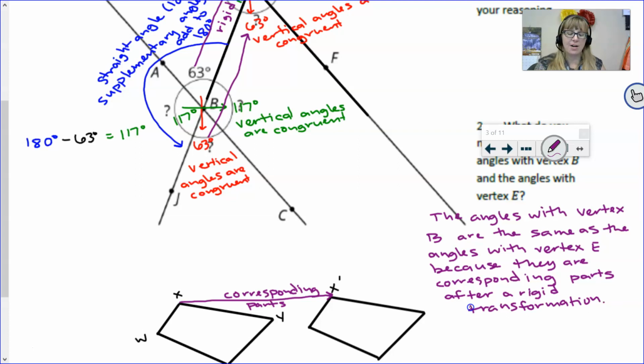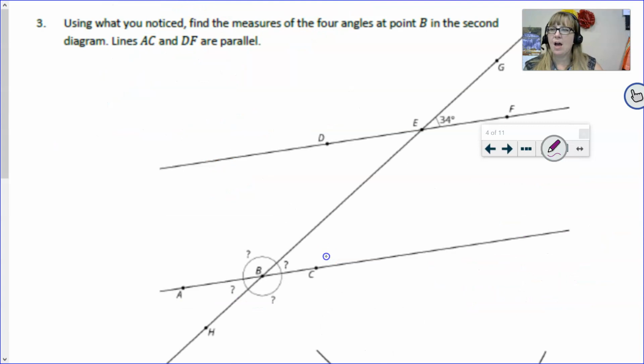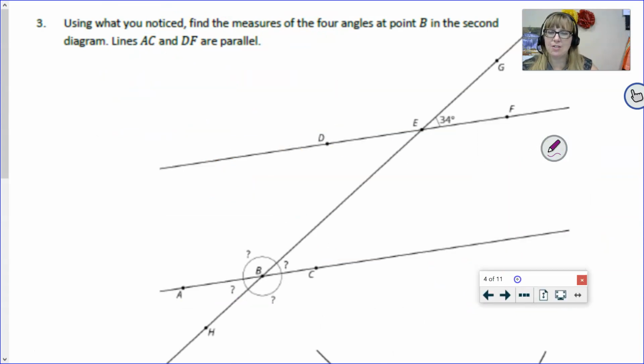All right, I think you're ready for the next one. Using what we've practiced here, I want you to answer the questions in number 3. Using what we noticed, find the measures of the 4 angles at point B in this new second diagram. And again, it reminds us lines AC and DF are parallel.